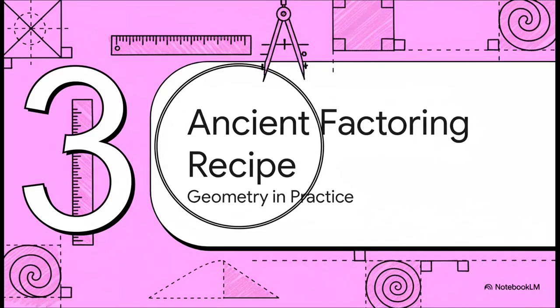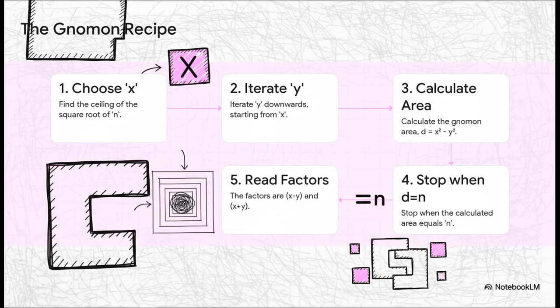Okay, so this isn't just some abstract theory. Let's see how this builds into an actual, practical, step-by-step recipe. This is a real process you could actually do with a ruler and a compass. Totally old school. All right, here's the game plan. First, you pick your starting square, x. Then, you start a search. You try one size for the cutout square, y, and you calculate the gnomon's area. Is it a match? Nope. Okay, you shrink y by 1, and you try again. And you just keep doing this step by step until that L-shaped area is exactly n. The moment it is, you stop. The side lengths that form that shape, those are your factors.